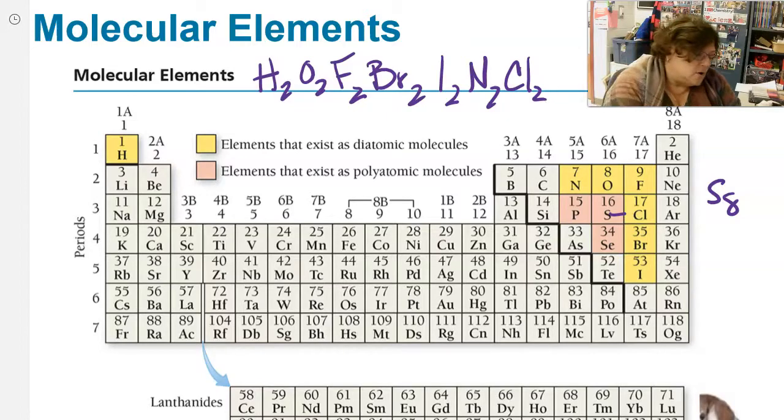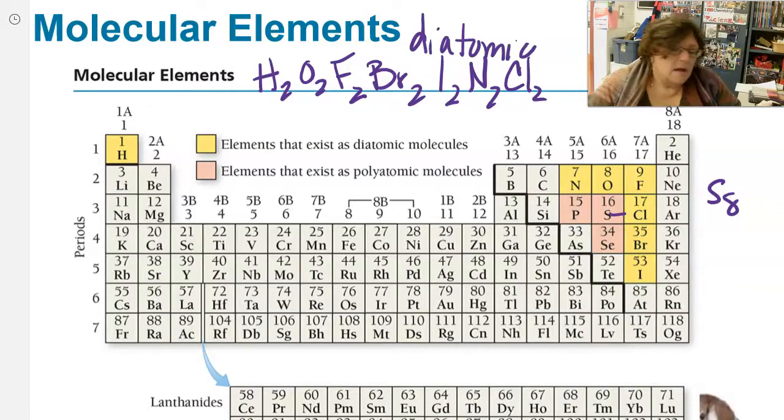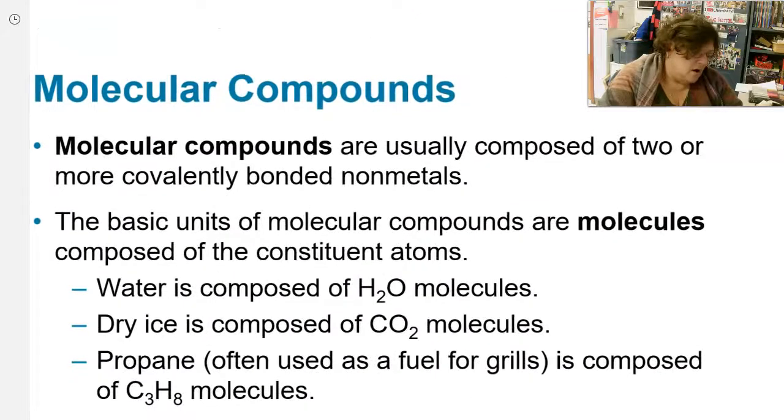So these are called diatomic, and the others would be polyatomic elements. All right. Oh, P4. That's the other one. All right. Molecular compounds are composed of 2 or more covalently bonded nonmetals.